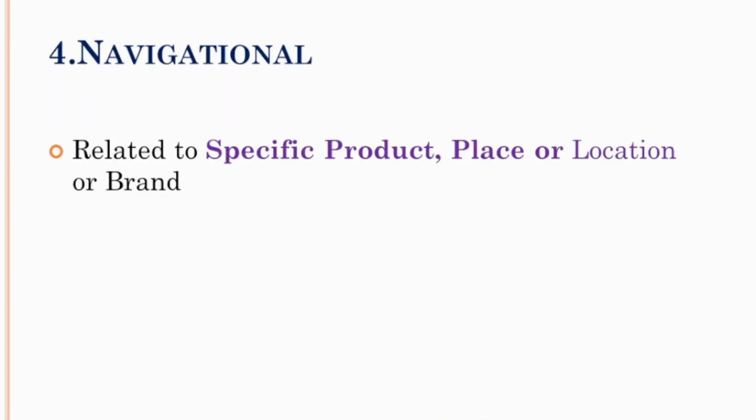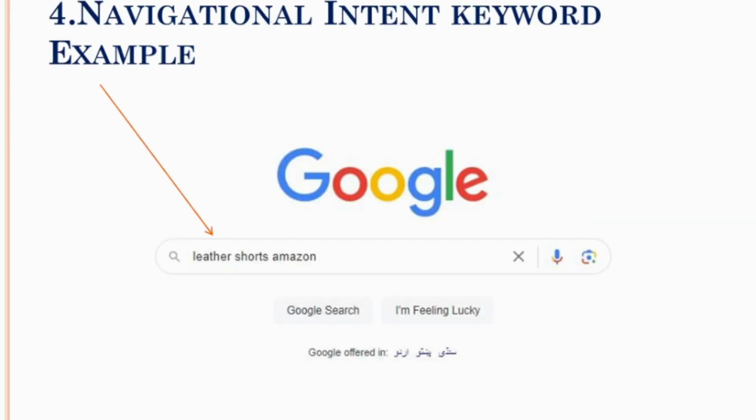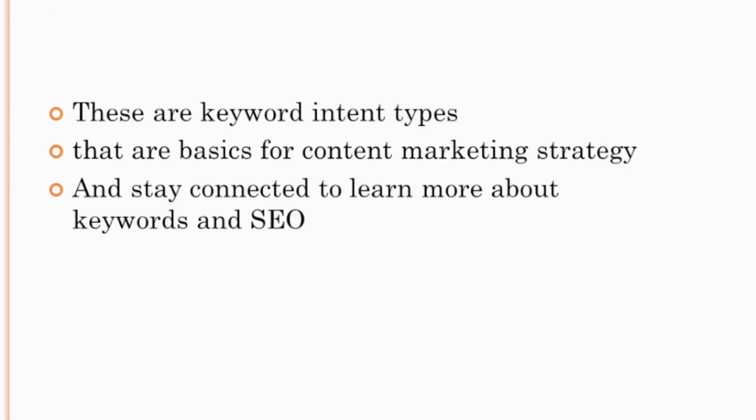Number four, navigational keyword intent. Such keyword intent is related to a specific product, place or location, or any brand. For example, we will see the example of a navigational keyword. So in our research, we want to go to a specific place to buy a product. Such keywords are called navigational keyword intent and their value.